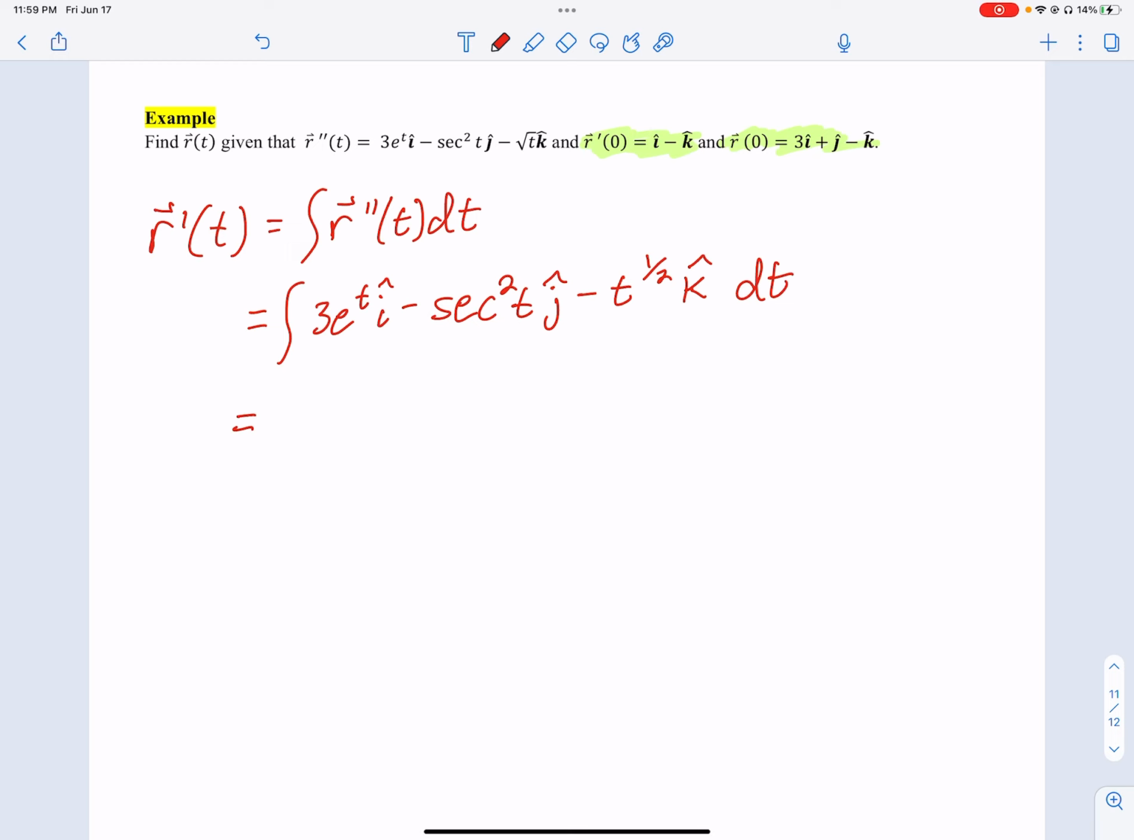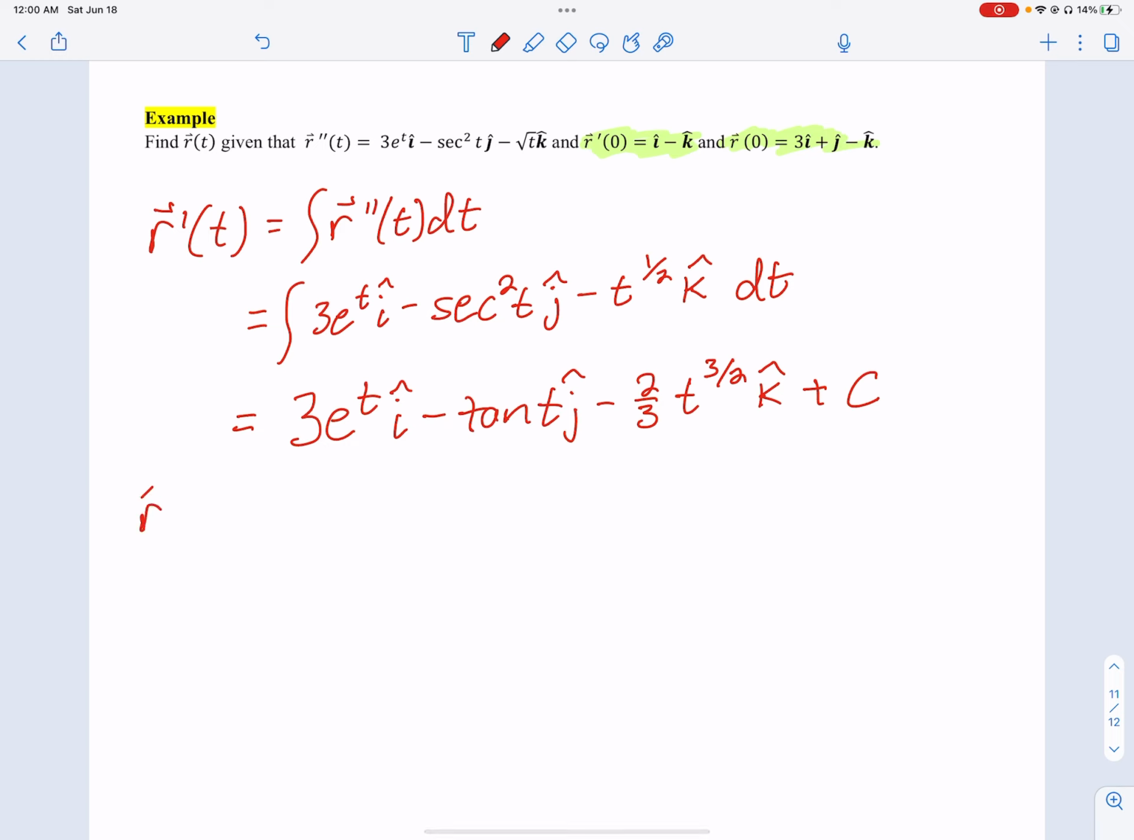All right, we could break it down, but I think these are fine enough. We want to take the integral of that. Integral of 3e to the t is 3e to the t. This is a tangent, because the derivative of tangent is secant squared. And then we get this, where you go up by 1 and divide by our new one. So I go up by 1 at 3/2, I get minus 2/3, because that's dividing by the new one, to the 3/2 power, k, plus c.